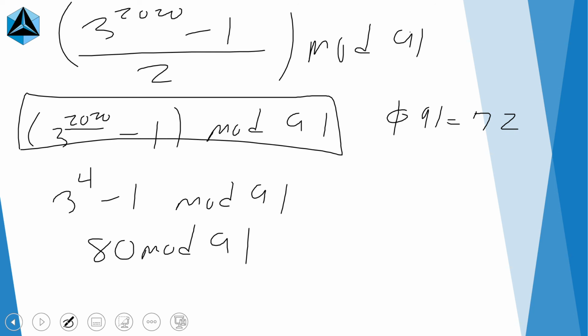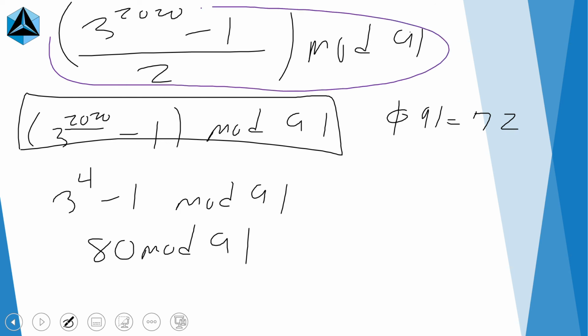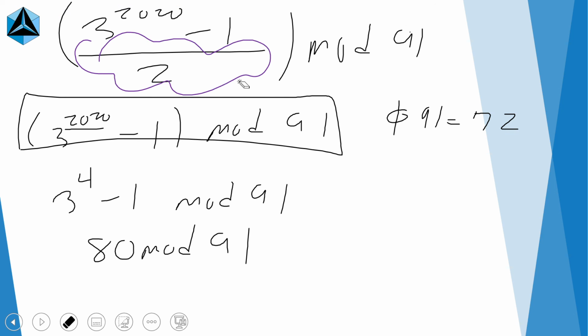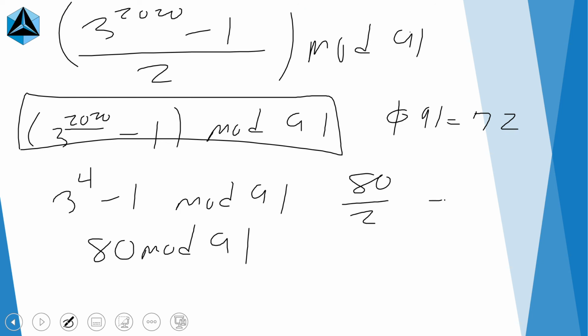But we have to make sure to include the division by 2. Including the division by 2 yields 80 divided by 2, which gives our ultimate answer of 40.